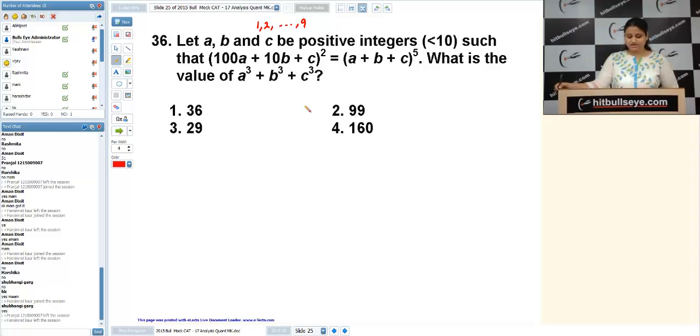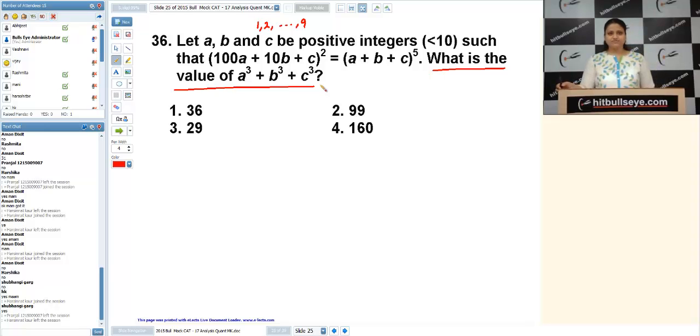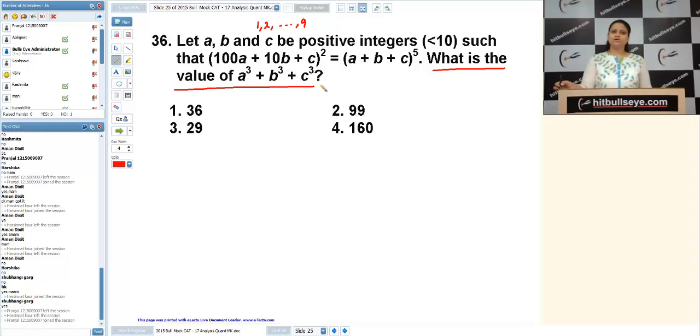First of all, if I read only the last line, what is the value of A cube plus B cube plus C cube, I could manipulate all the options. Say I am taking 36. If I take 36, I'll check whether 36 can be written as the sum of 3 cubes or not. I'll check this for every option. Suppose I'm getting only one option, obviously that will be the answer in this case.